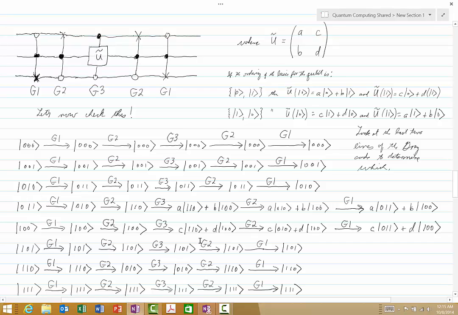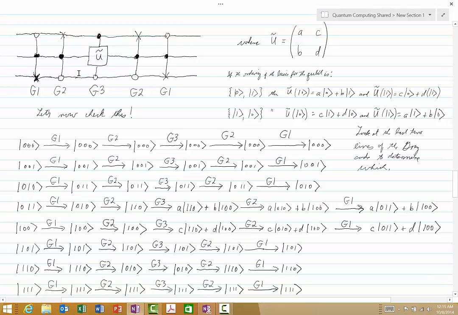And on the other hand, down here for this state, the initial 1 and the final 0 are just carried along. But now, when the second qubit is 0, how does U tilde act on 0? Well, U tilde of 0 is C times 1 plus D times 0. So we get C times 110 plus D times 100. And then everything else will be unaffected.